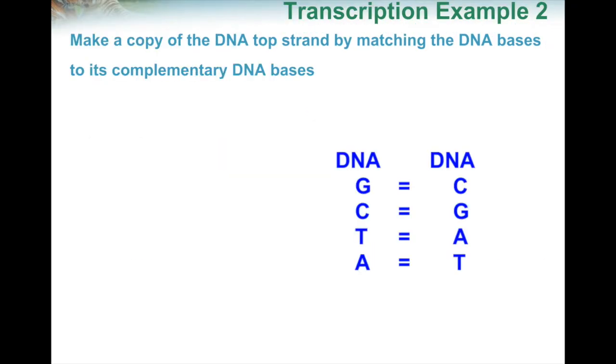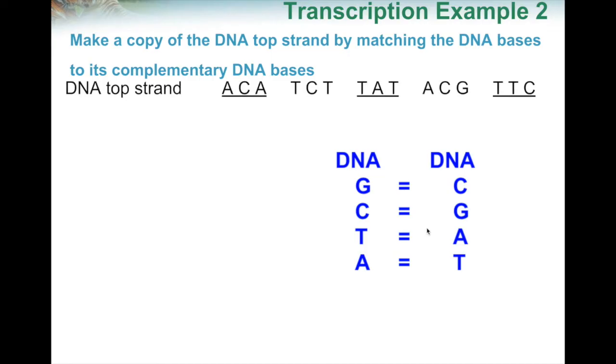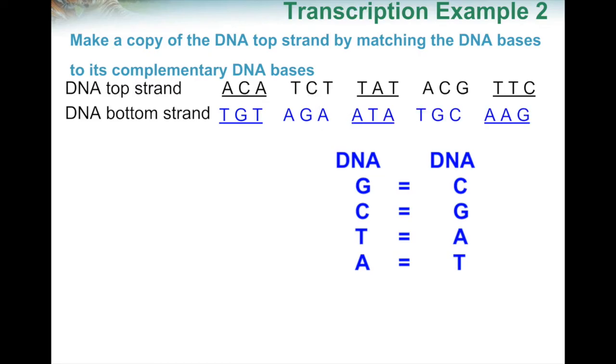Now let's try another example here. Again, I want you to take this top DNA strand, just one of the sides of the DNA, and match the bases to its complementary DNA bases. So remember, here's DNA ACA, and if we were to match it to its bases, it would look like this, TGT. Here, TCT matches with the bases AGA. And here are the rest of the DNA bases that match up with the top strand.